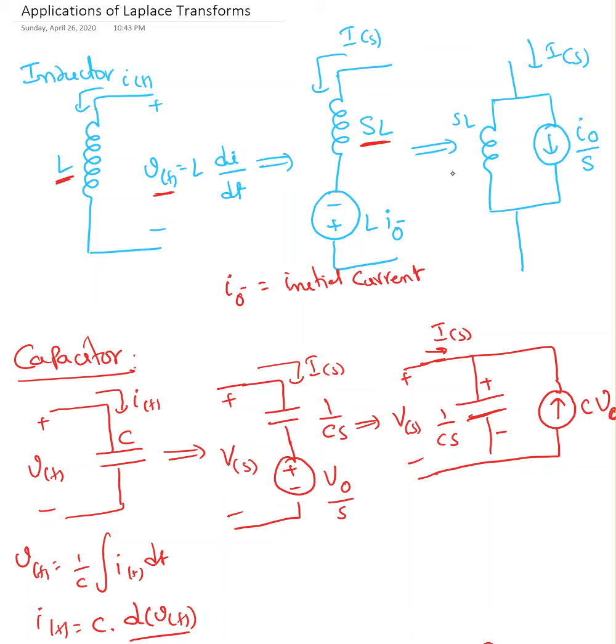If you need to convert that into a current source, then SL, the inductance, is connected in parallel with the current source. The impedance value is still SL, and the current value is I0 minus, the initial current, over S. So depending upon the circuit, you can use either one of these two. Most of the cases I'm going to end up using an inductor in series with the voltage source.